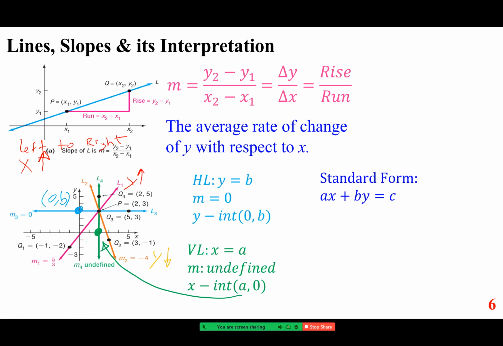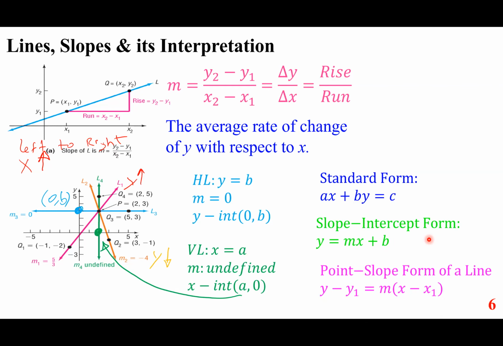Standard form of a line. When we look at a line, the standard form is ax plus by equals c. If we solve for y, it becomes a unique format known as slope-intercept form, y equals mx plus b, where m is the slope and b is the y-intercept. It's really good practice to write (0, b), so we know the pair instead of just writing b. Point slope: y minus y1 equals m times x minus x1. So: standard form, slope-intercept form, point slope form.